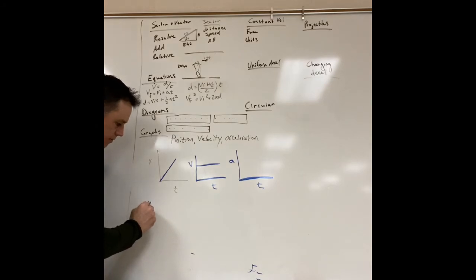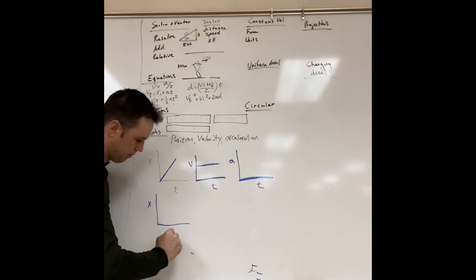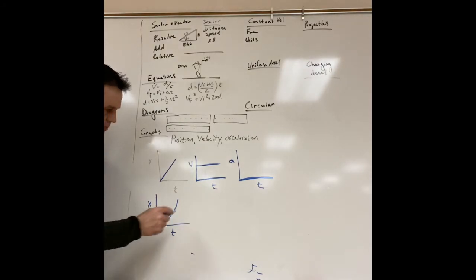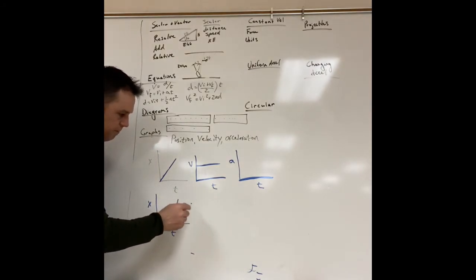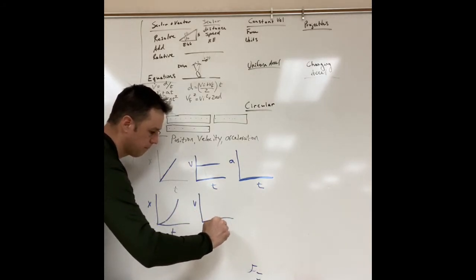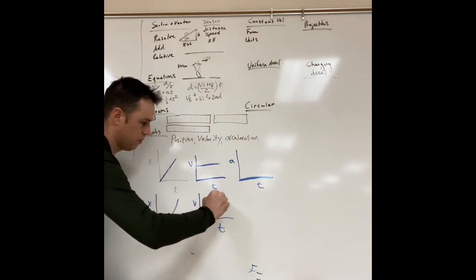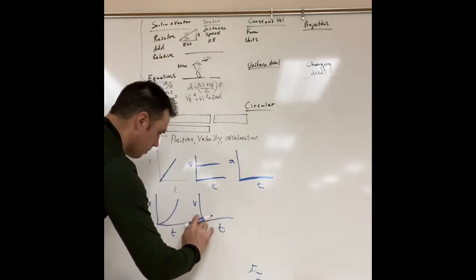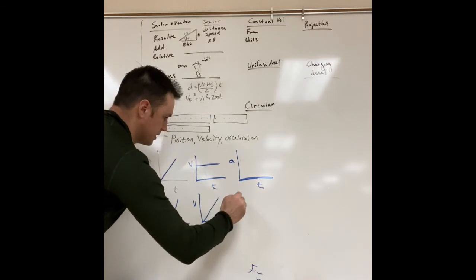Okay, but if we do a few more graphs here, we had a curve here. Now that's not a constant slope. So we're not going to have a constant velocity. We're going to have a constant acceleration.